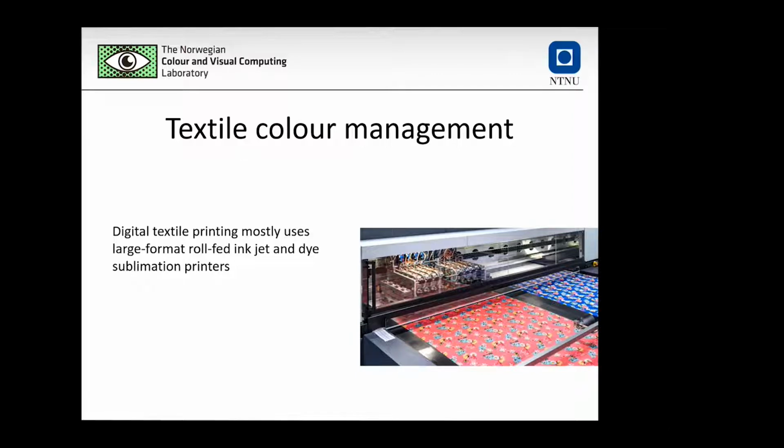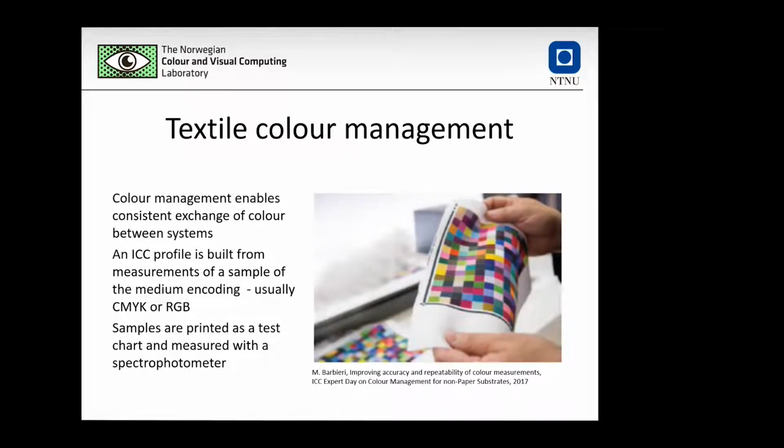So we know that textile printing mostly uses large format roll-fed printers, mainly inkjet and with also some dye sublimation. So in the picture you can see a multi-head digital printer using inkjet. We use color management because it allows us to have some kind of source color and then be able to achieve a match to that on the output. So we can exchange color consistently, and for example we could get a match between different textiles. We can get a match from our screen design to the final output and so on.